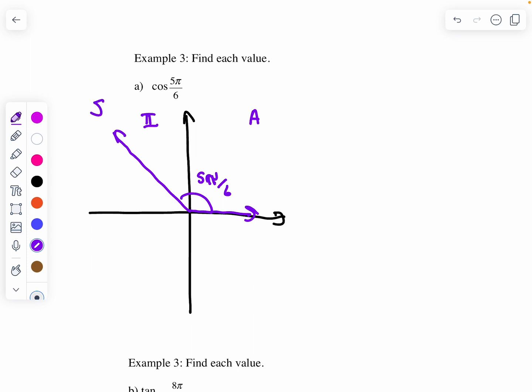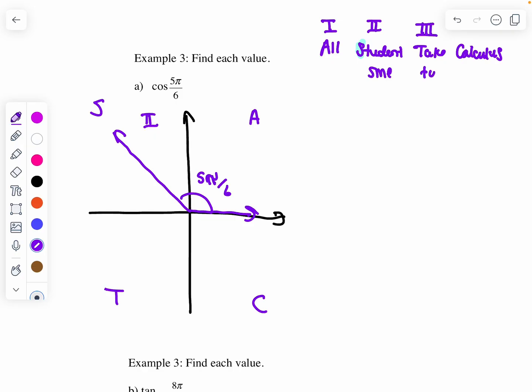I'm going to draw all students take calculus. Students, take, calculus. This is a mnemonic for remembering what's positive where. So in first quadrant, all are positive. In second quadrant, S stands for sine. Sine is positive. The others would be negative. Take is tangent. Only tangent's positive. And quadrant 4 for calculus, cosine is positive.